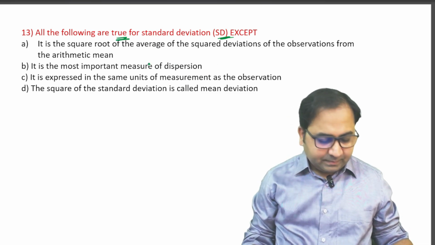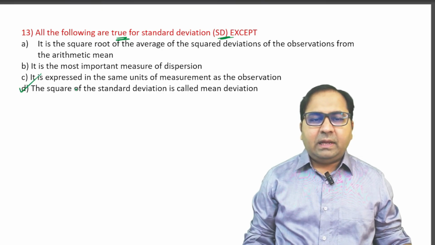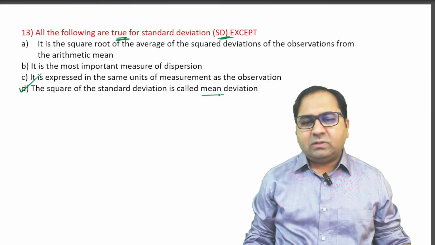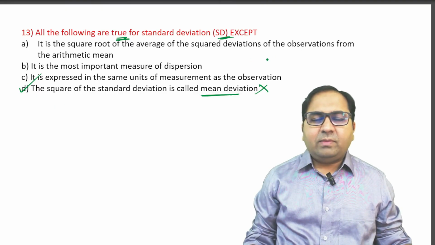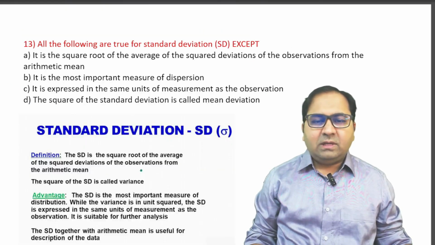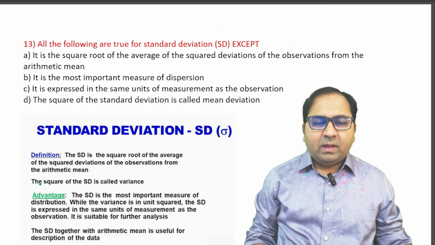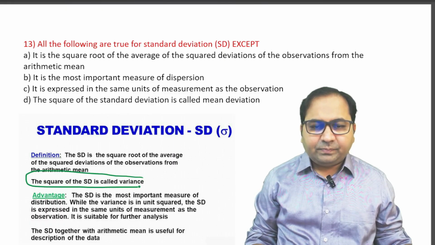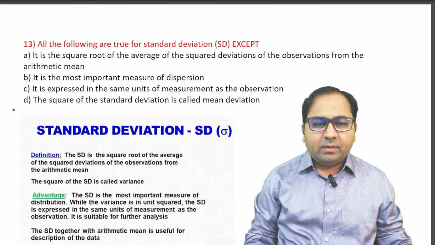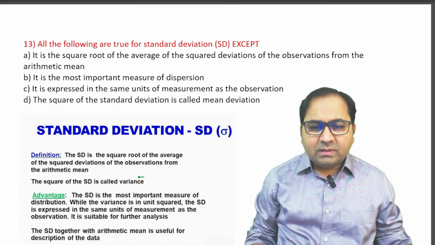Let us see the answer. The answer for this question is D. The statement that the square of the standard deviation is called mean deviation is wrong, because the square of the standard deviation is variance. See over here, the square of the standard deviation is called variance.